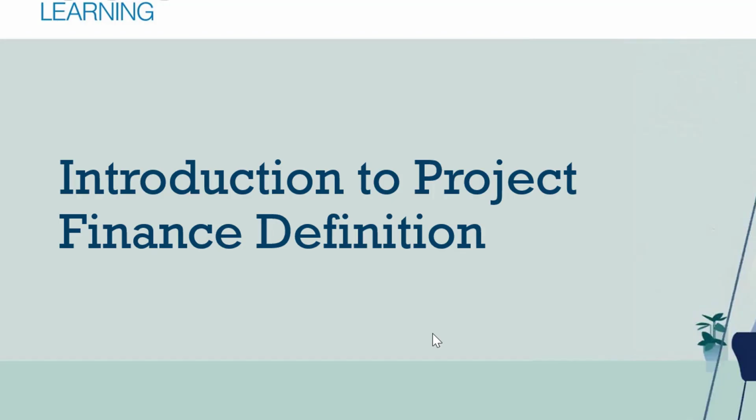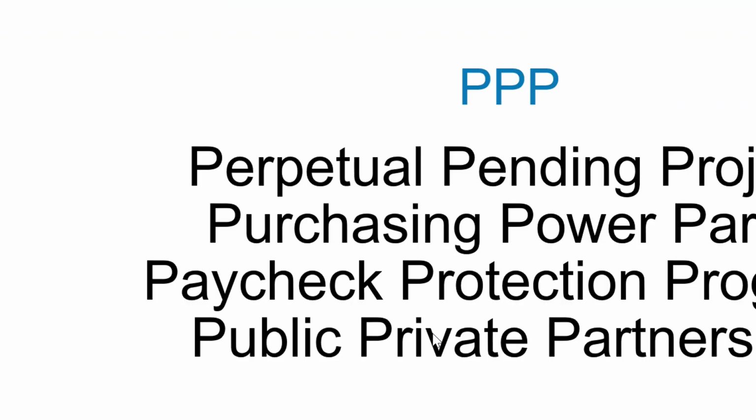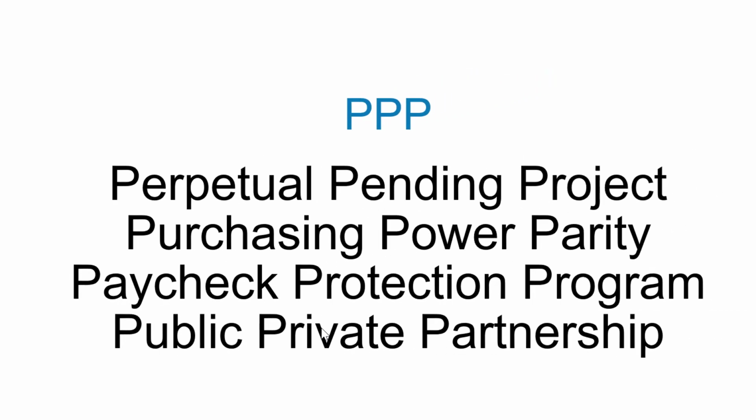Okay, and I'm going to skip over the comments, and then we'll go to the definition. This is the place to start. This was supposed to be PPP, and I've said this before. I love this definition of PPP, perpetual pending project. That's really what it is. The person, of course, was from, I think, Price Waterhouse in Ghana, who told me that. Really good guy. There could also be purchasing power parity. That's PPP. At the start of this pandemic, there was the Paycheck Protection Program and public-private partnership, whatever it means.